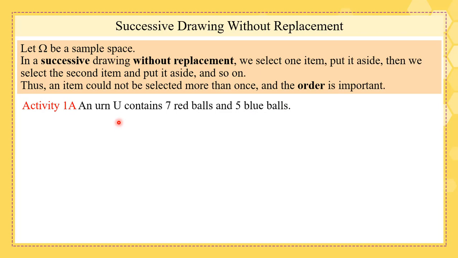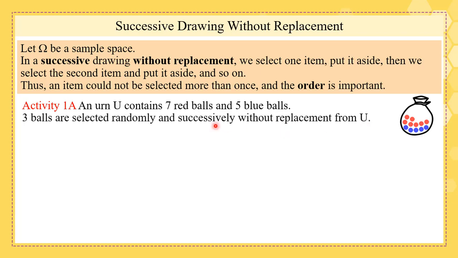Let's see this activity. An urn U contains 7 red balls and 5 blue balls. 3 balls are selected randomly and successively without replacement from U. So we need to choose from here 3 balls successively without replacement. In other words, we choose one ball, we put it aside, we choose another one, we put it aside, and then we choose a third ball. The question is, how many different balls are there in the urn now? How many balls are in the urn?